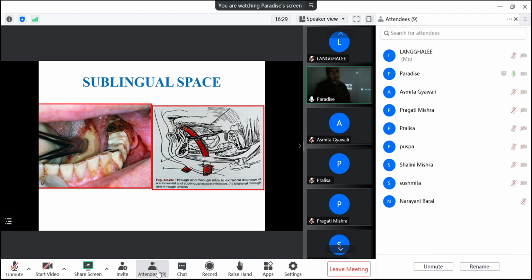If the submental space is also involved, and the sublingual space is also involved, that usually happens in case of Ludwig's angina. In such cases, you have to drain both intraorally as well as extraorally, and you have to place the drain through and through. Okay.